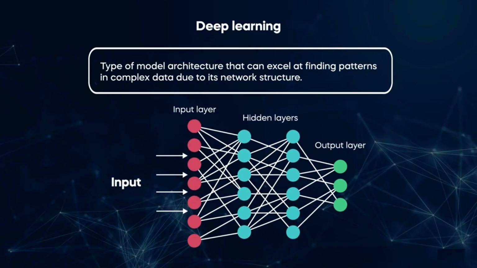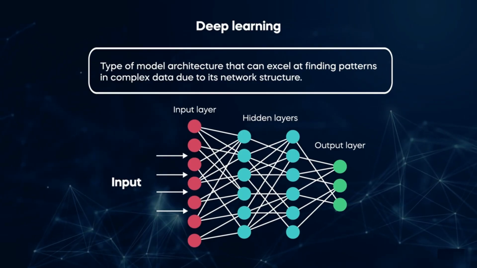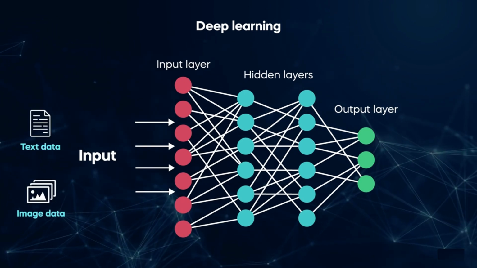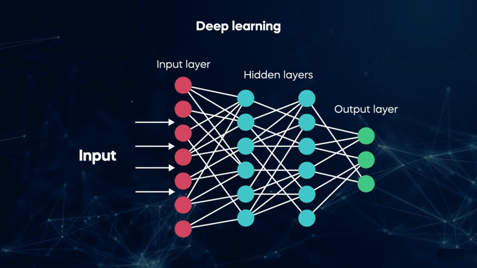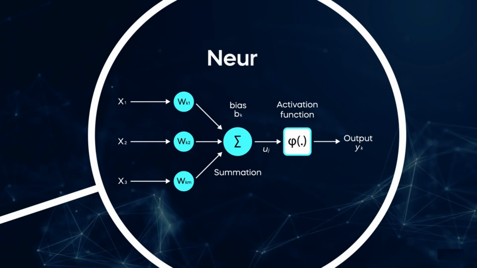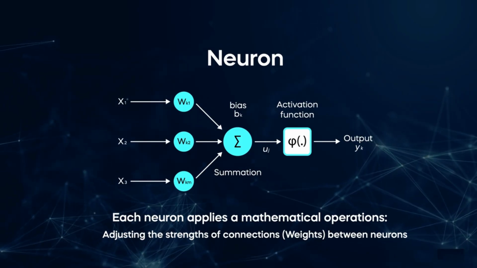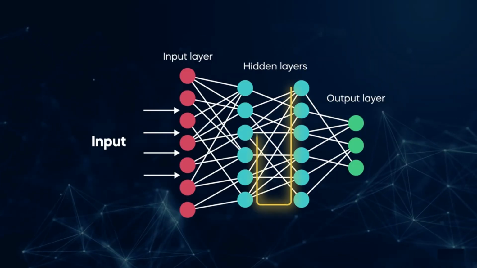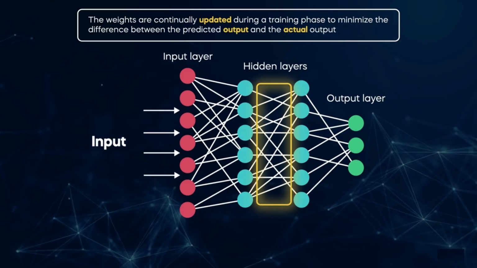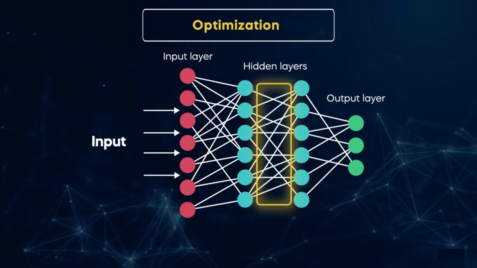Deep learning is a type of model architecture that can excel at finding patterns in complex data due to its network structure. It begins with input data, such as text or images, and this input is then passed through layers of interconnected neurons, forming a neural network. Each neuron applies a mathematical operation, including adjusting the strength of connections or weights between the neurons. These weights are continually updated during a training phase to minimize the difference between the predicted output and the actual output, a process known as optimization.